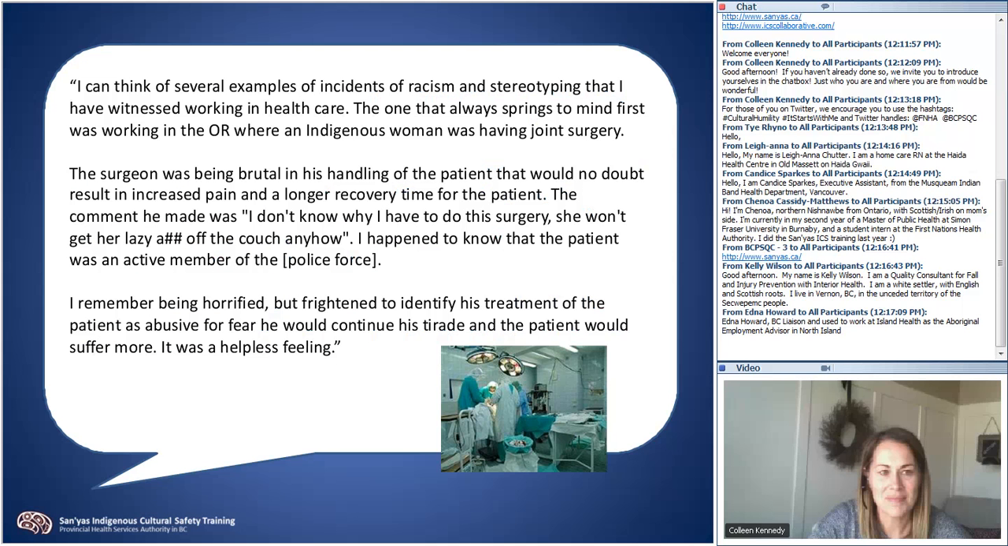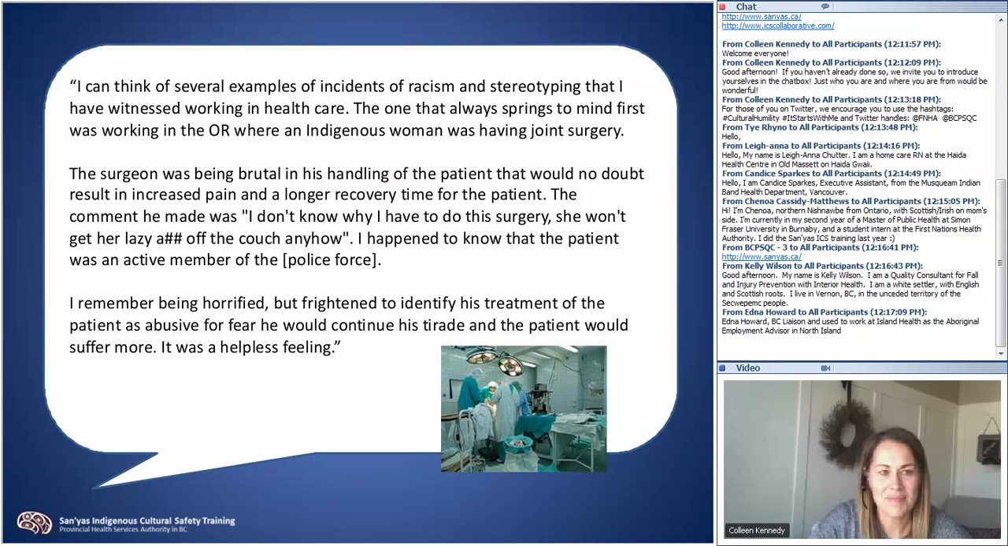This is one story a participant shared to illustrate the harms that can occur to Indigenous people when getting care, even when unconscious. And I'll read the quote. I can think of several examples of incidents of racism and stereotyping that I've witnessed working in healthcare. The one that always springs to mind first was working in the OR when an Indigenous woman was having joint surgery. The surgeon was being brutal in his handling of the patient, which would no doubt result in increased pain and a longer recovery time for the patient.